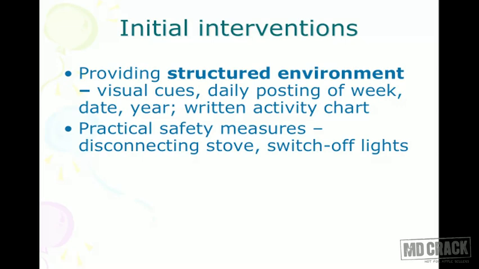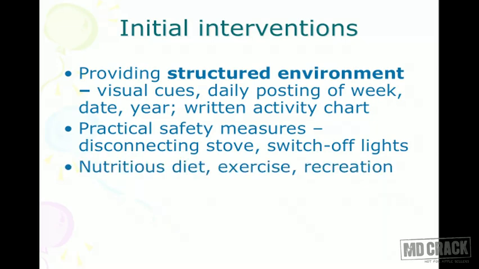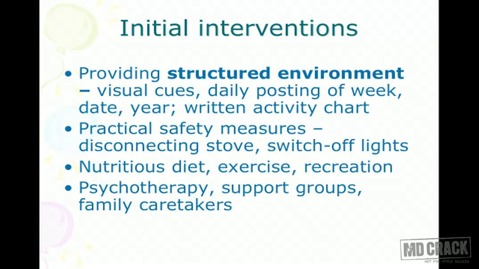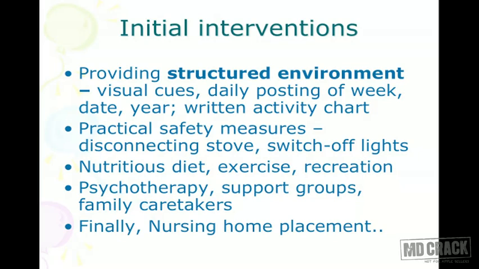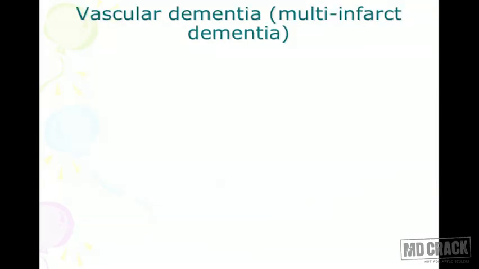You need to disconnect the gas stoves properly. You need to switch off the lights properly so that these patients do not forget these usual things. Nutritious diet, exercise and recreational activities, plus psychotherapy, support groups and family caretakers. All these are helpful to help the patient of Alzheimer's disease. Finally, if the patient has no one to take care of, the patient has to be shifted to the nursing home. This is the usual course of Alzheimer's.